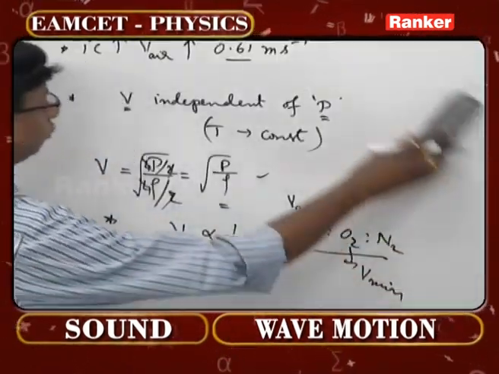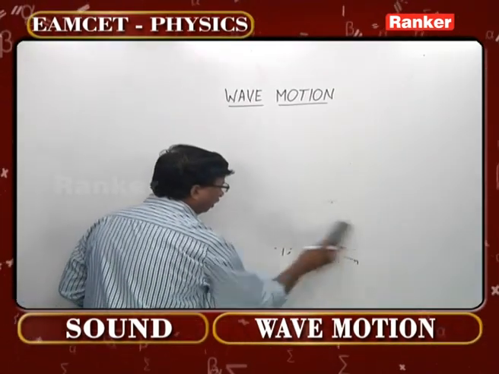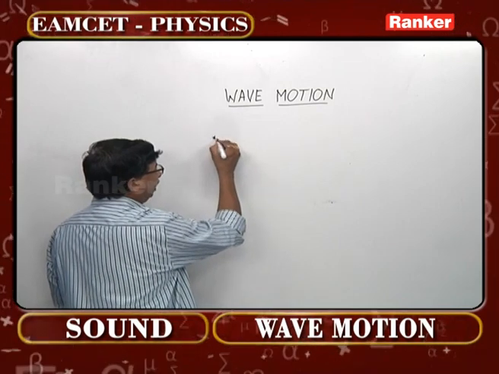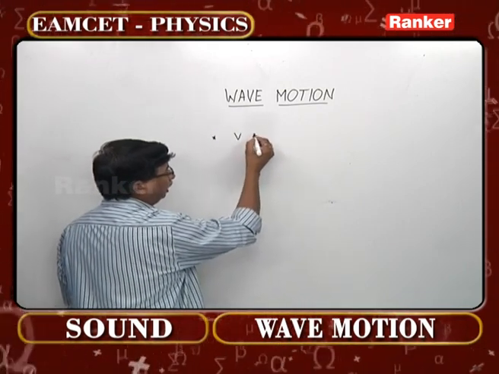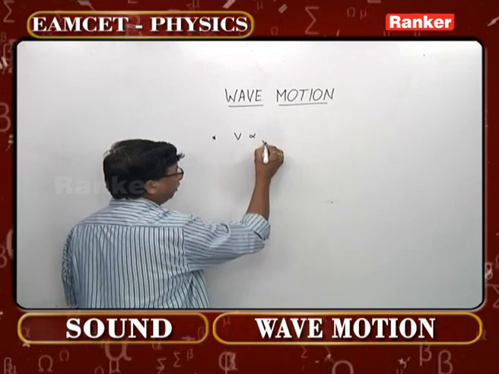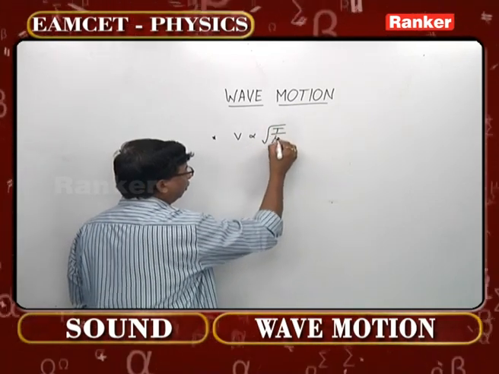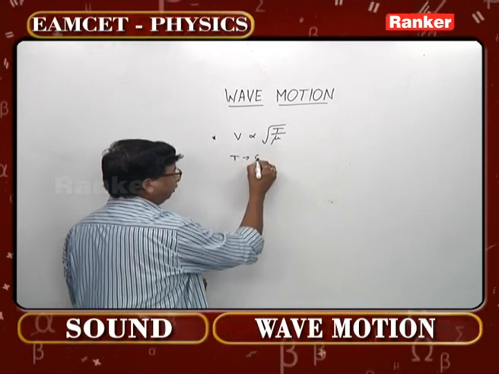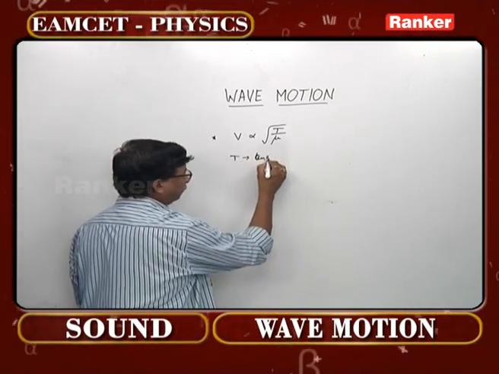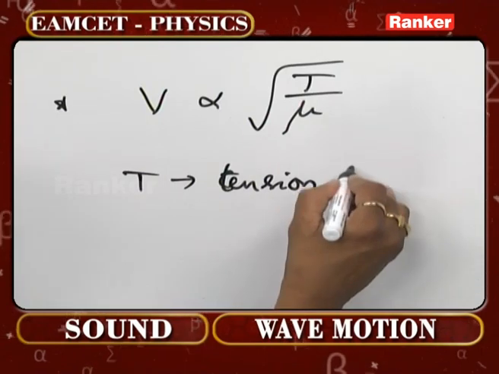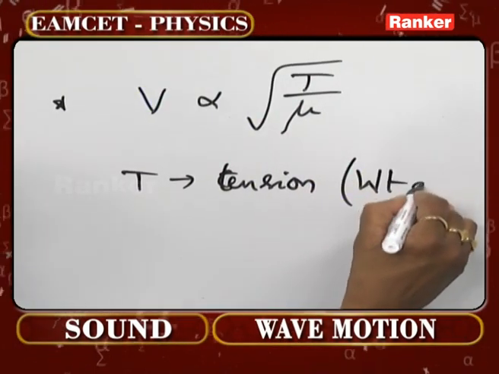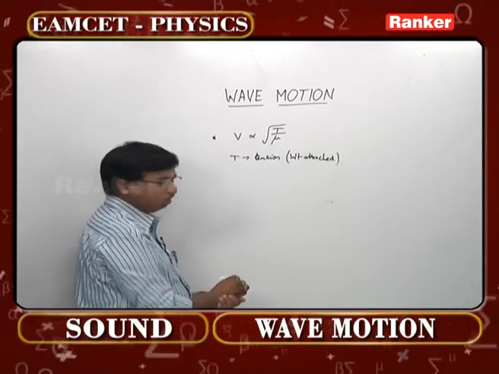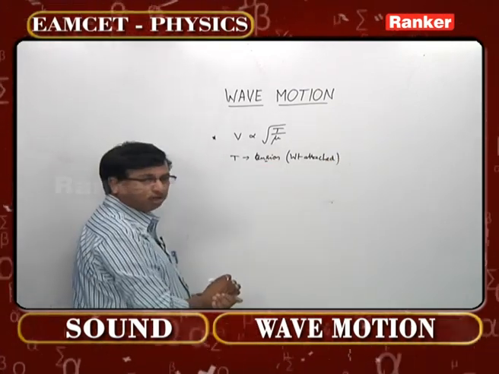Now come to the next one, please. Take up the concept of vibrating strings. Velocity in a vibrating string is directly proportional to under root T by mu. What is this T? We take it as tension in the string. Tension is nothing other than the weight attached to the string or the stiffness in the string. Whatever you talk about, that is called tension.